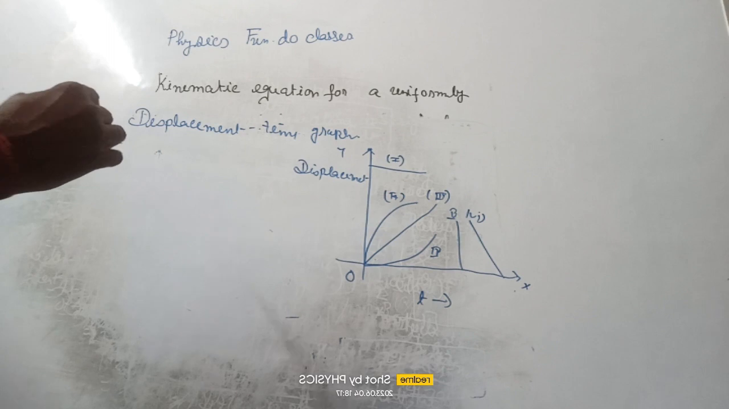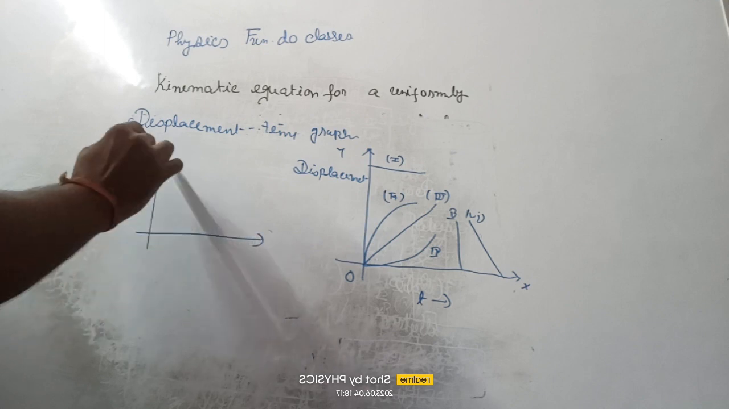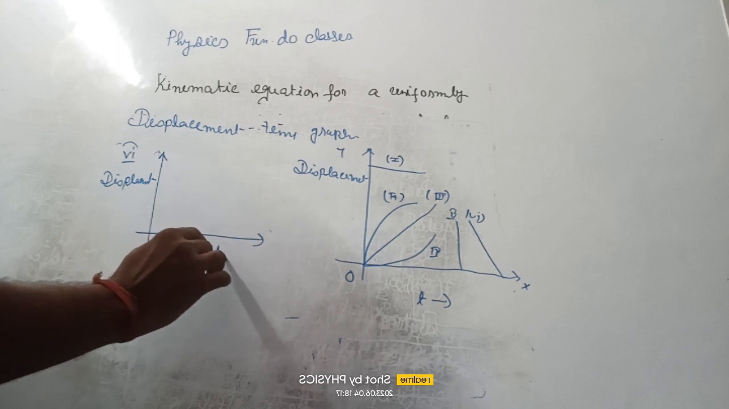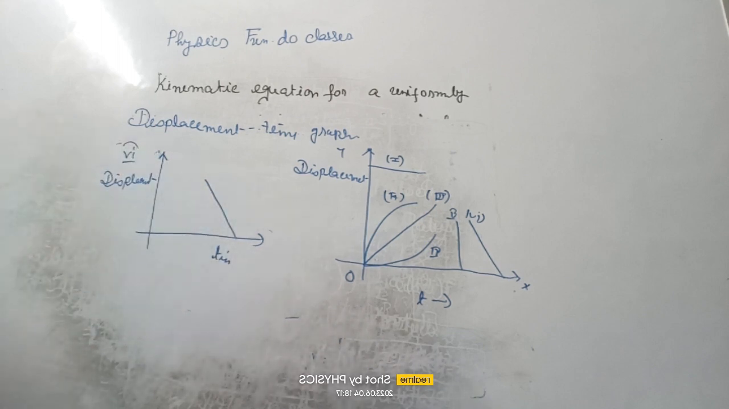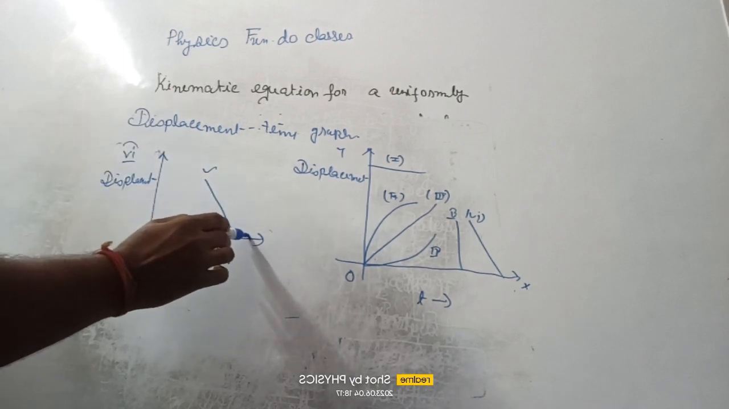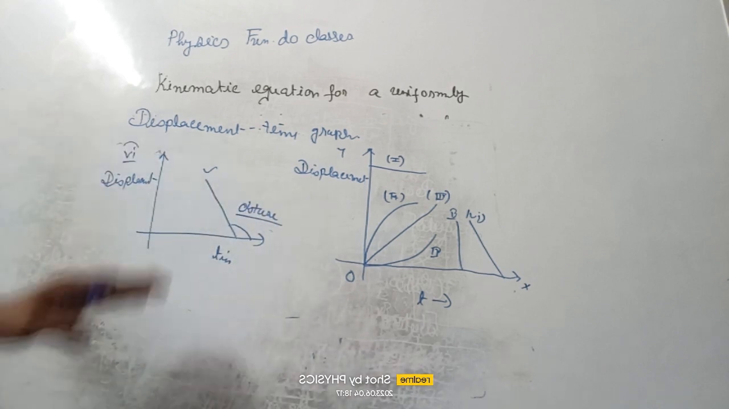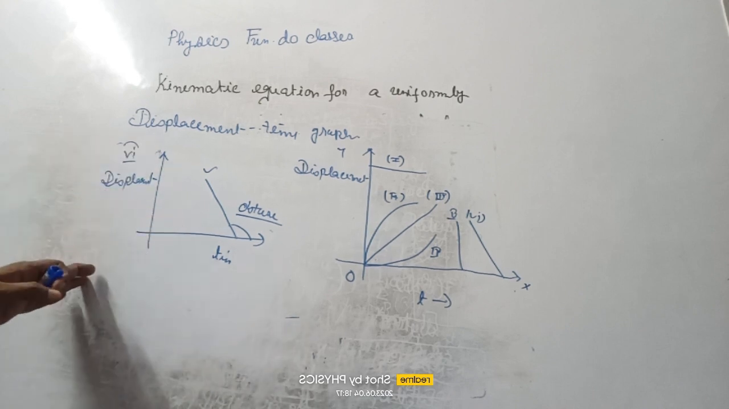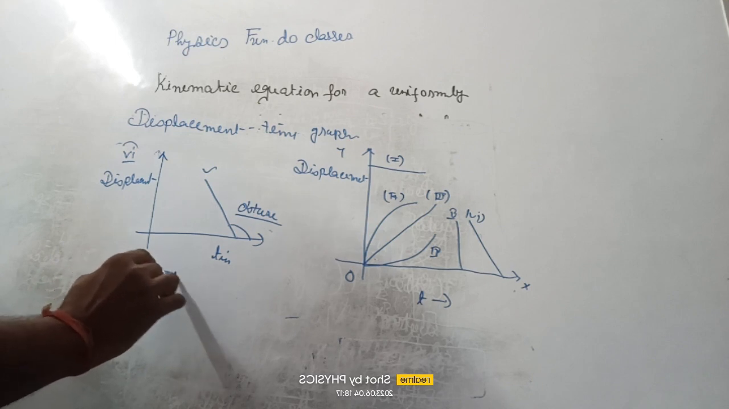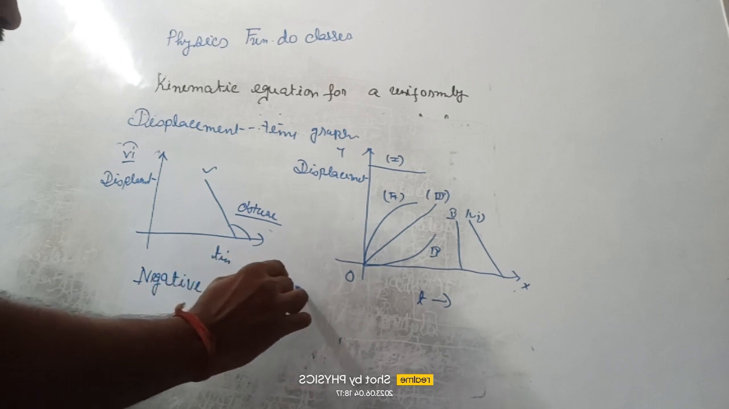Now move to the sixth graph. This is displacement. This is time. The graph is like that. Here we see that this is a uniform velocity motion, but its angle is obtuse. So if the angle is obtuse, then there is a negative uniform velocity.